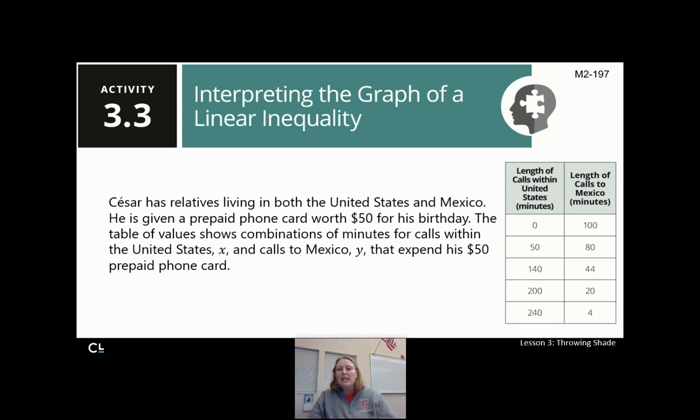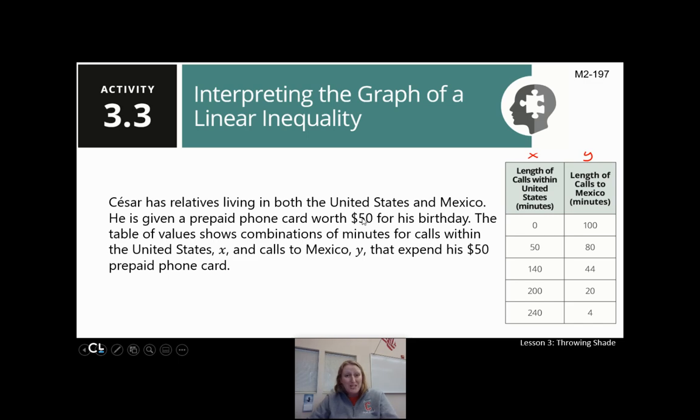So we're going to keep playing with that today, just getting a little bit more practice and looking at a different scenario. Caesar has living relatives in both the United States and Mexico. He is given a prepaid phone card worth $50 for his birthday. The table of values shows combinations of minutes for calls within the United States, and we're calling that X. You can even write a little X up above it on your table. And calls to Mexico, we're calling those minutes Y, that expend his $50 prepaid phone card.